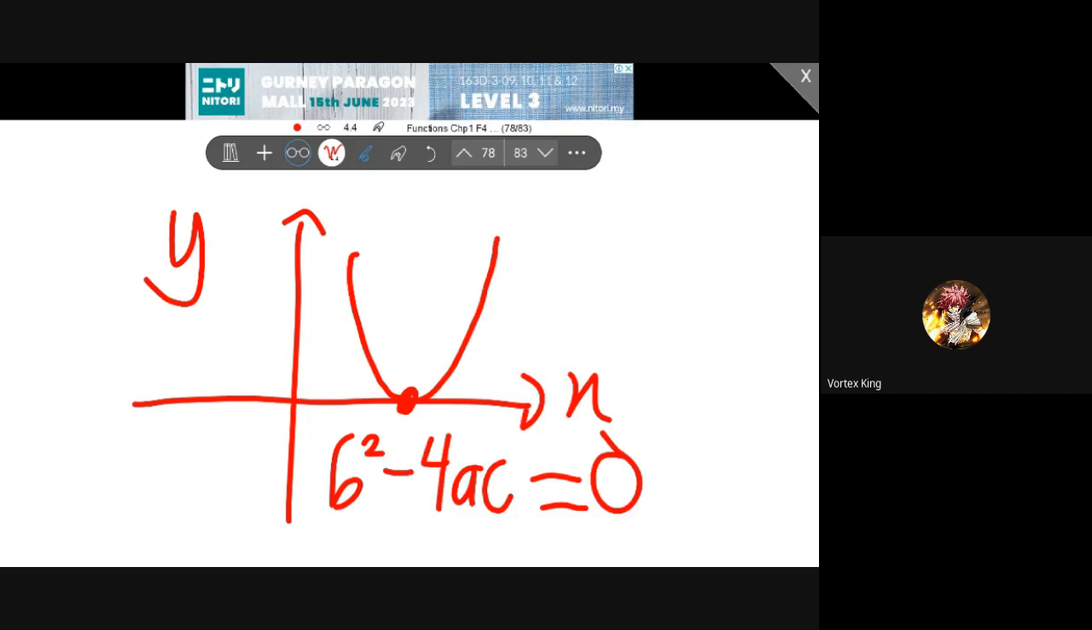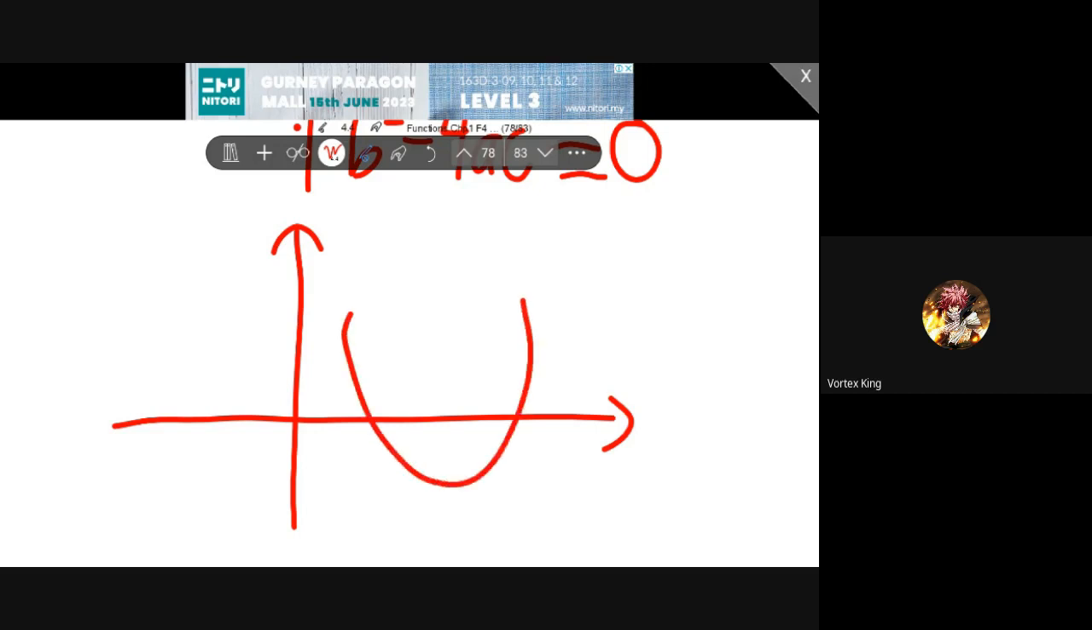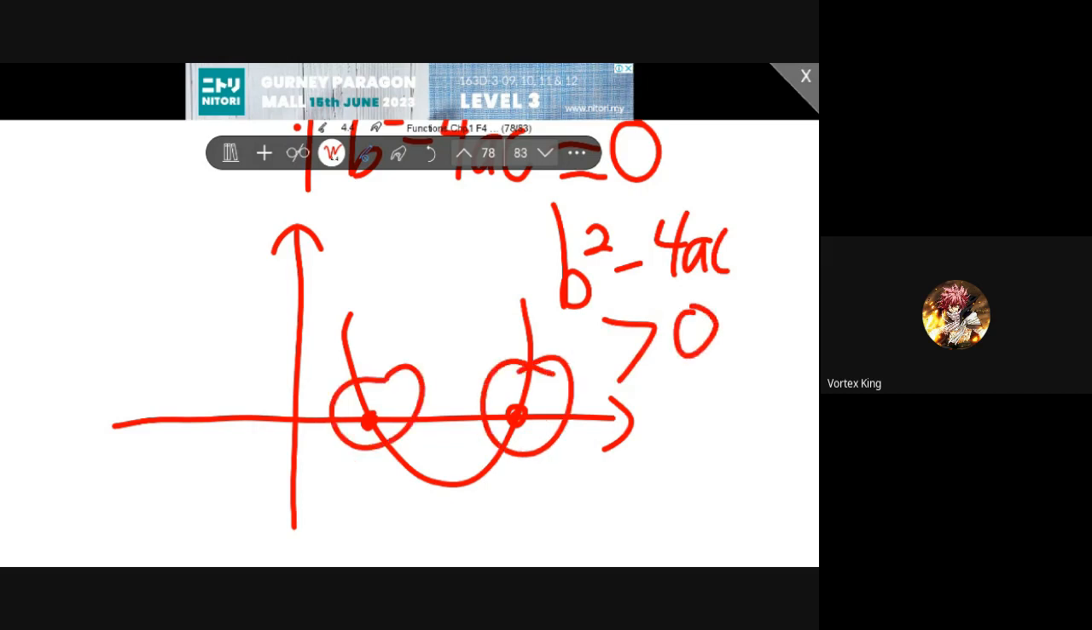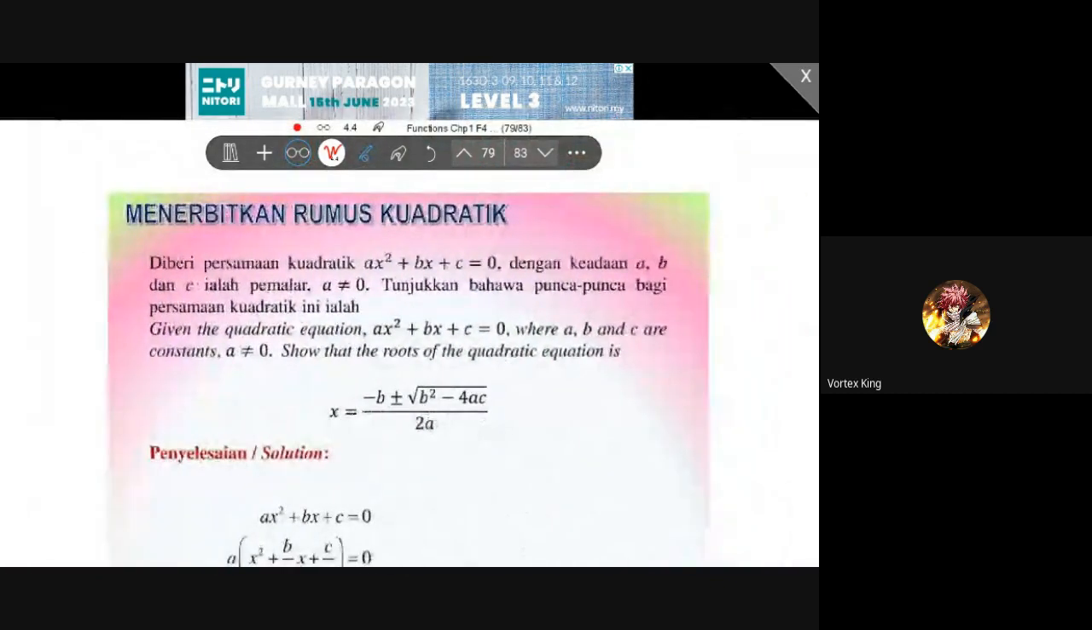Okay, next situation. Sekarang saya bagi konsep kat kamu. Let's say the curve like this. More than, less than, or equal to? More than, very good, correct. Dua punca nyata, you can see over here. Two real roots. Okay, so third situation, ada 3 condition saja.